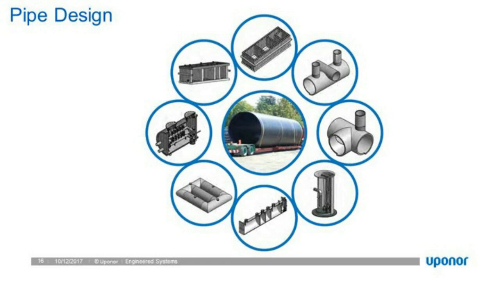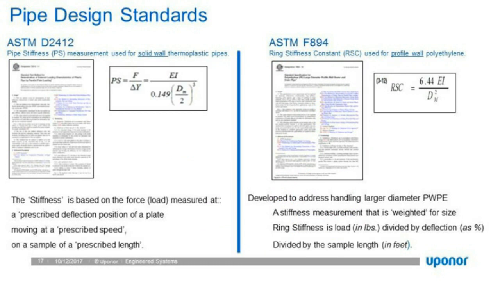When looking at pipe design, it's important to note that solid wall HDPE and profile wall pipes use different methods for measuring stiffness. Solid wall pipes and many other pipe materials use pipe stiffness, such as 46 PSI, while profile wall uses ring stiffness, or it's called the ring stiffness constant. Pipe stiffnesses are good for smaller diameter pipes, but not so applicable to larger diameter pipes, such as profile wall pipes. There are simply two different ways of measuring stiffness. The correct method for the type of pipe being specified should be used.